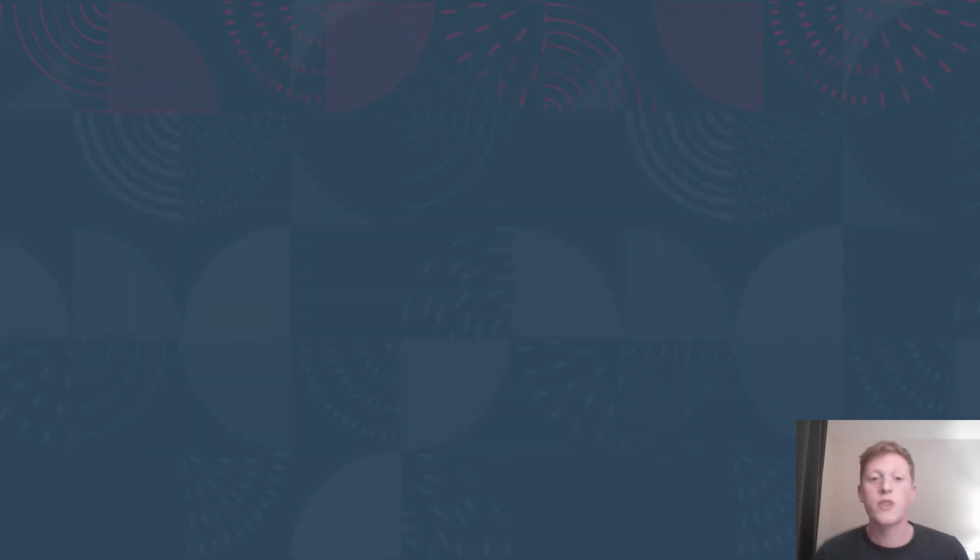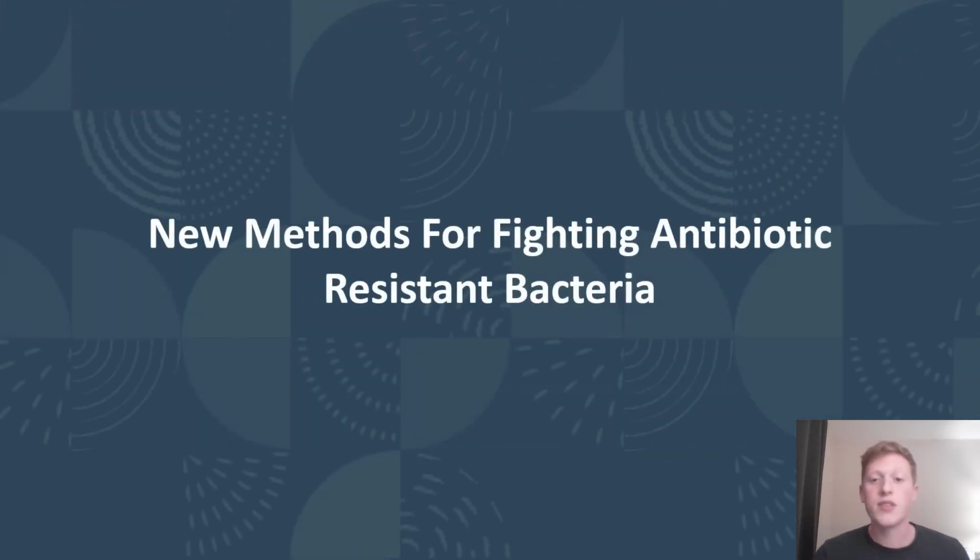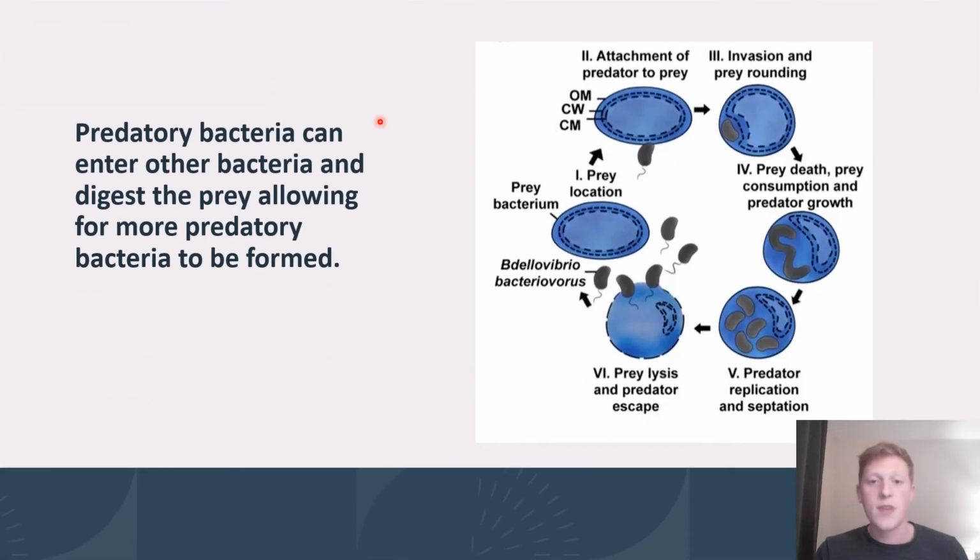So what are some new methods for fighting antibiotic resistance? You can either have new antibiotics made that target different areas of the bacteria, or you can be more unique about it. So some scientists have developed a method called predatory bacteria. And these predatory bacteria attach to the cell and digest its innards.